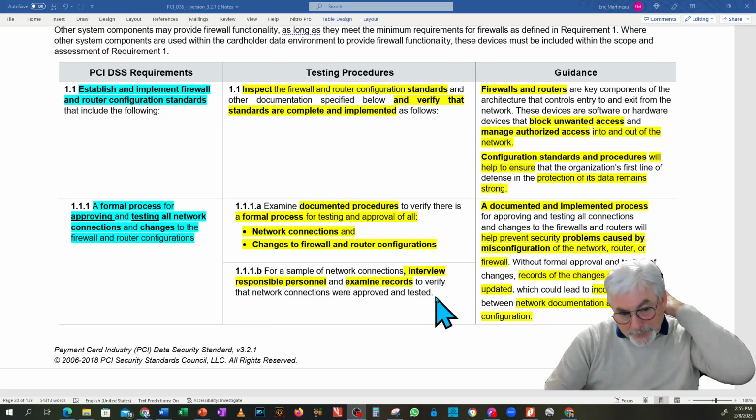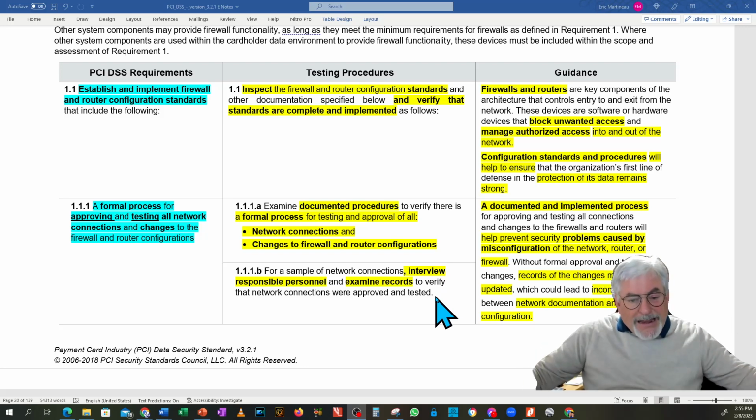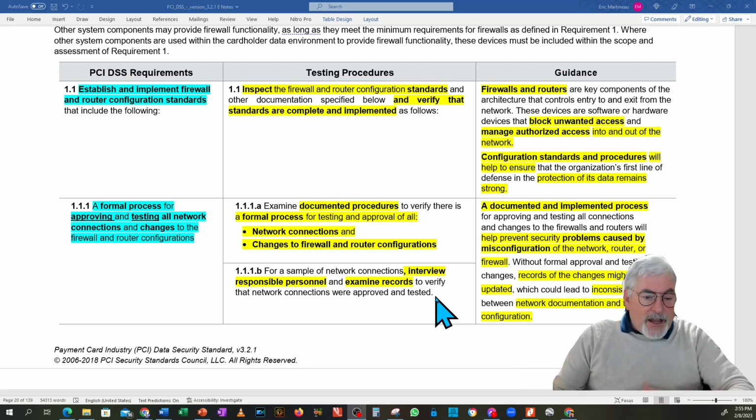For a sample of network connections, so if they've got many in their network, you're going to need to go and then interview responsible personnel, so probably the network administrators, and examine those records to verify that network connections were approved and tested. So that begs the question, then why do we need to make sure that network connections are approved and tested?